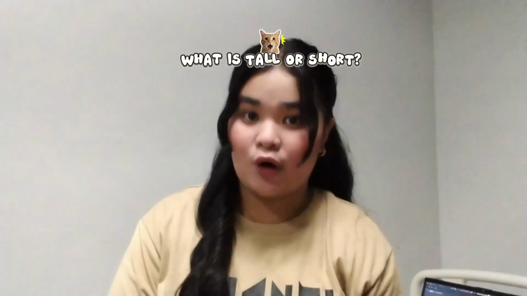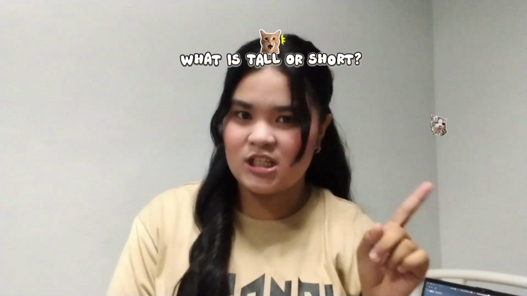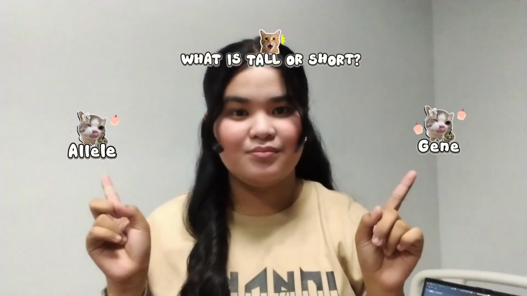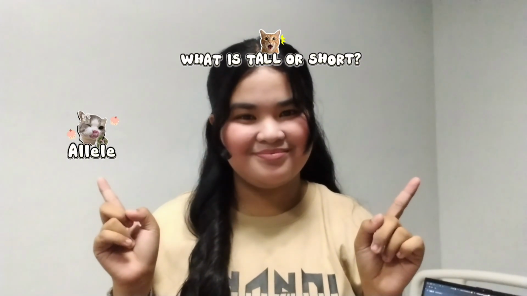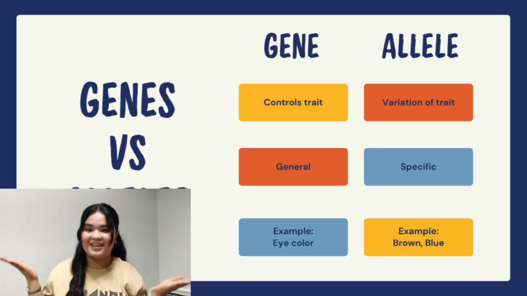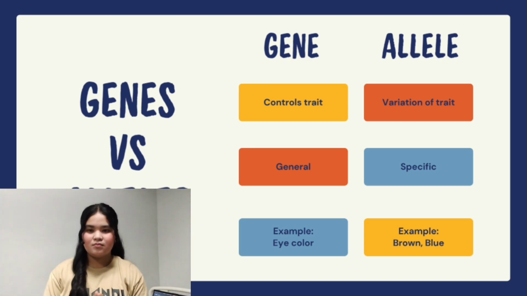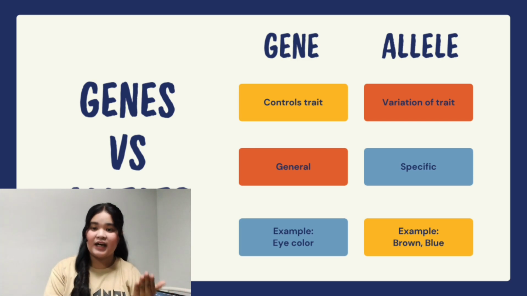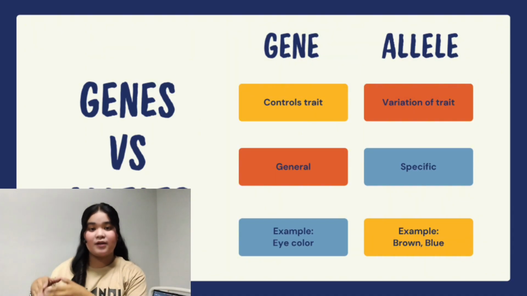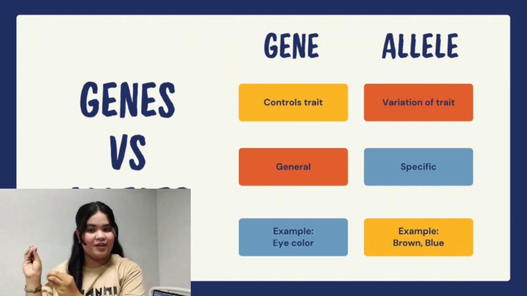Next question. How about tall or short? Is it a gene or an allele? Yes, tall and short are alleles. So, what really is the difference? To make it more specific, gene means a general trait, while allele is a specific variation of that trait.